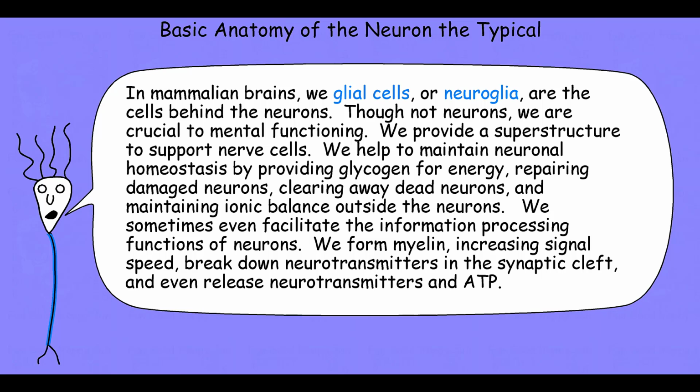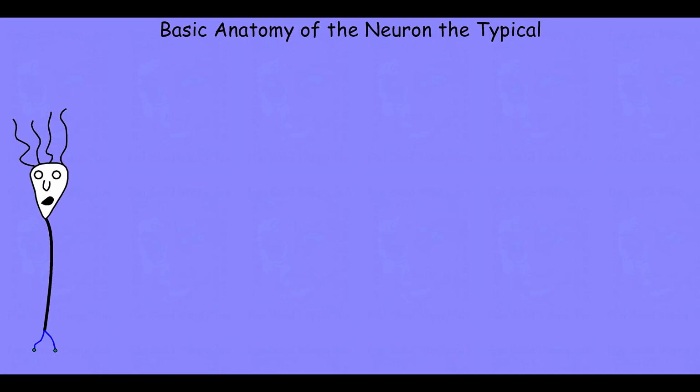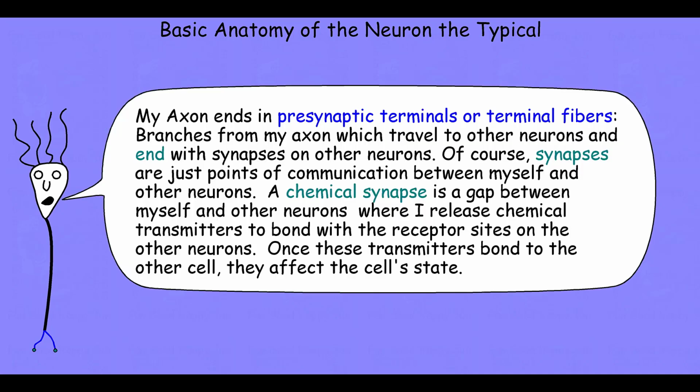Axons, particularly in the peripheral nervous system, can be very long. They all, though, eventually terminate in terminal fibers or presynaptic terminals. These are branches from the axon ends which travel to other neurons and end with synapses on those other neurons. Of course, synapses are just points of communication between one neuron and another. The most common kind of synapse is a chemical-based synapse.